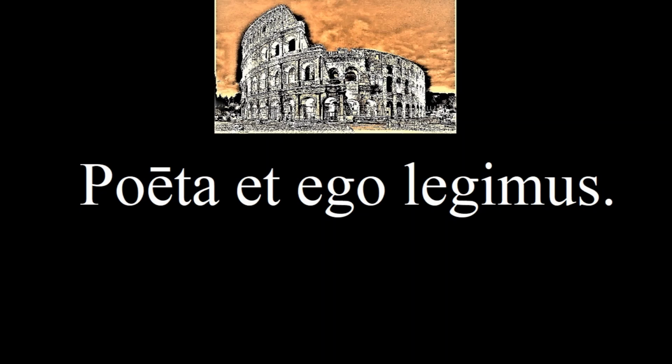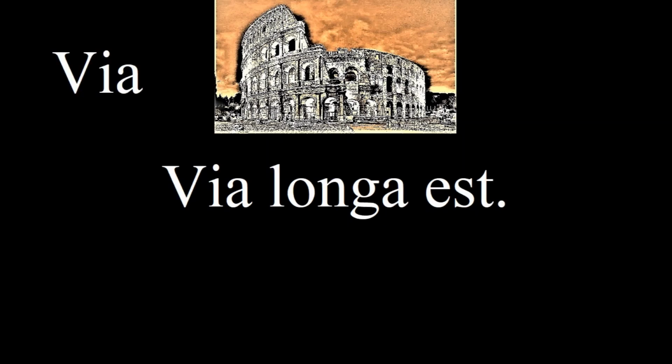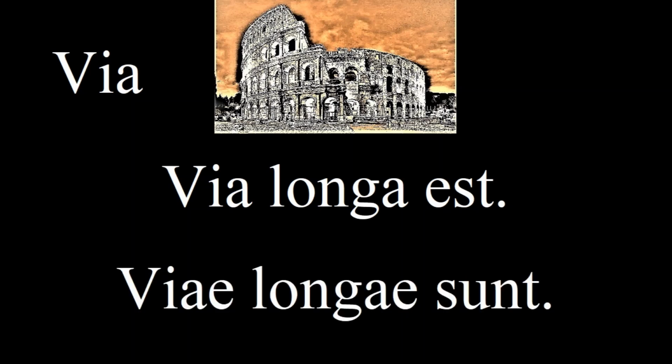Via means road in Latin. We travel via road. And to deviate is to depart from the established course. Let's say now the road is long. Via longa est. Now we'll change it to the plural form. Viae longae sunt.